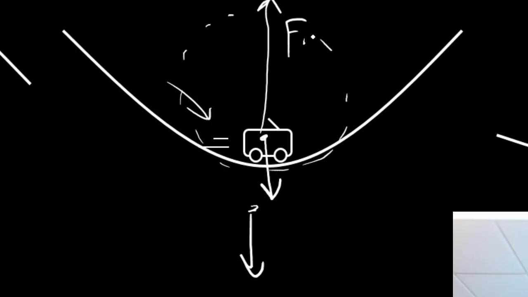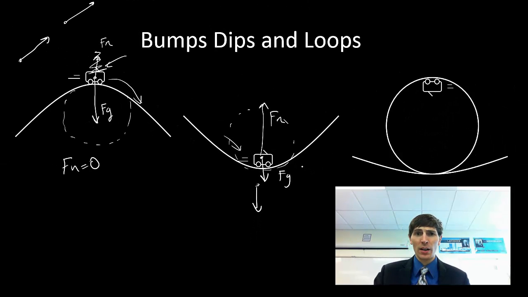So the normal force in a dip is going to be much greater than the force of gravity. And when we feel the seat pushing us harder than normal, we feel heavy. Okay, we feel heavier. And so there's no maximum speed here, unless you were talking about the maximum speed that your body could maintain that normal force from the seat.